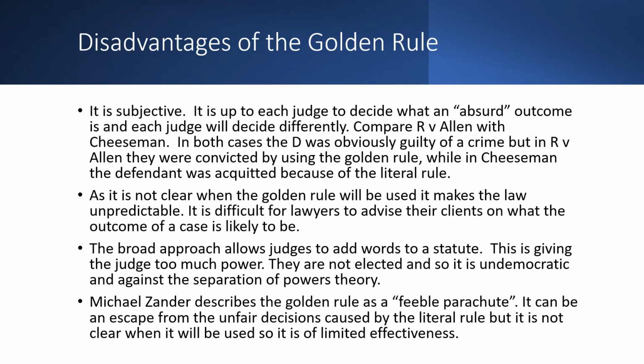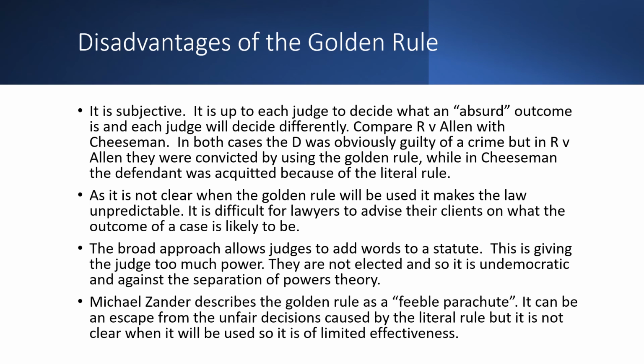Looking at disadvantages of the golden rule then. Now, this is subjective. Each judge has to decide what an absurd outcome is, and each judge may decide differently. So for example, if you compare Allen with Cheeseman, in both cases the defendant was obviously guilty of a crime, but in Allen they were convicted by using the golden rule, while in Cheeseman the defendant was acquitted because of the literal rule. Now why wouldn't they be consistent? This could be a problem.